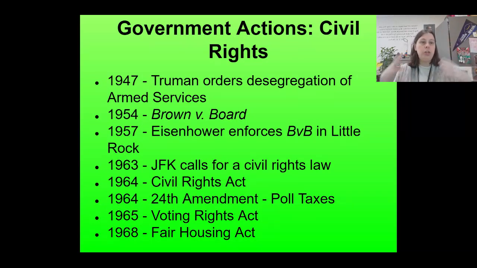Truman has a commission and comes out with this recommendation to desegregate the armed services. It's a really big deal. It's one of the first permanent government moves towards supporting civil rights.